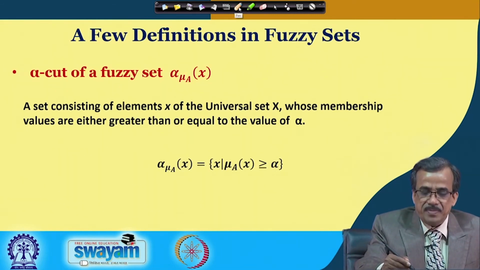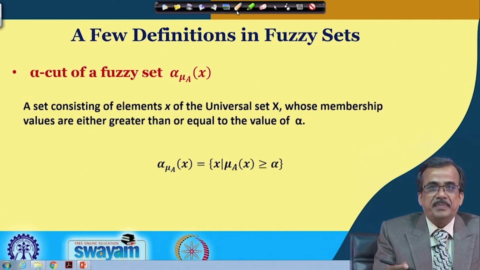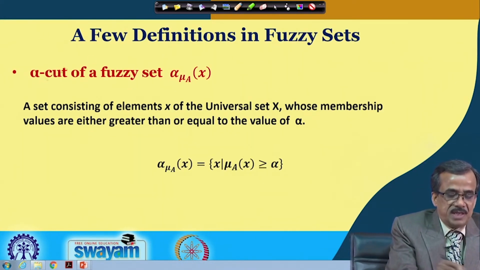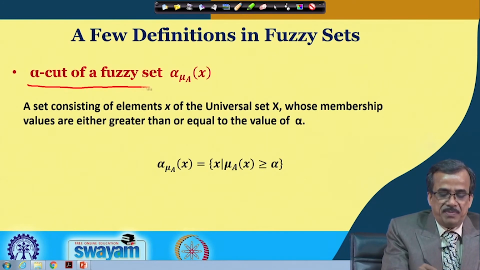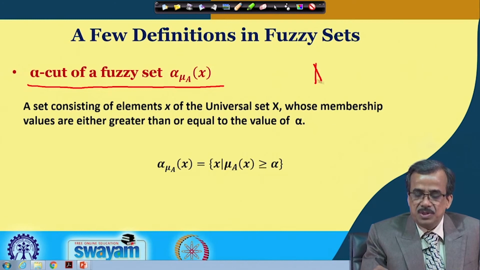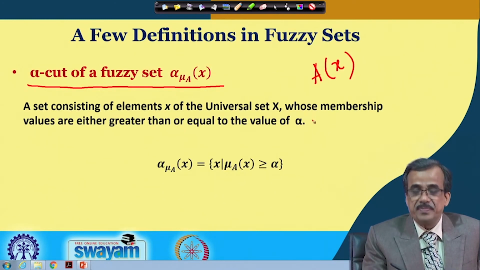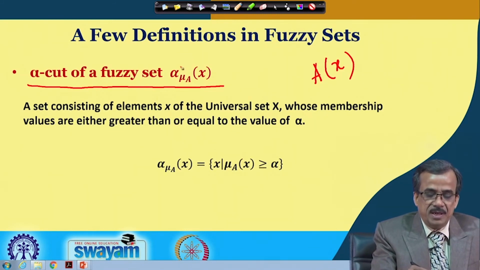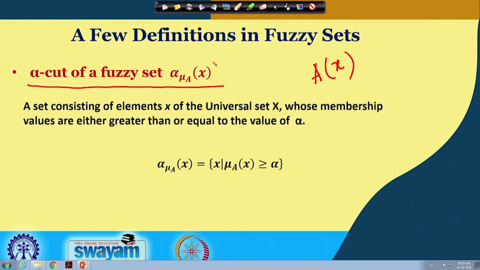Now, the first term which I am going to define related to fuzzy sets is very popular, that is known as the alpha cut of a fuzzy set. Now, supposing that I have got a fuzzy set which is denoted by A(x). Now, its alpha cut is represented by this alpha mu A(x). So, this is nothing but the alpha cut of a fuzzy set.